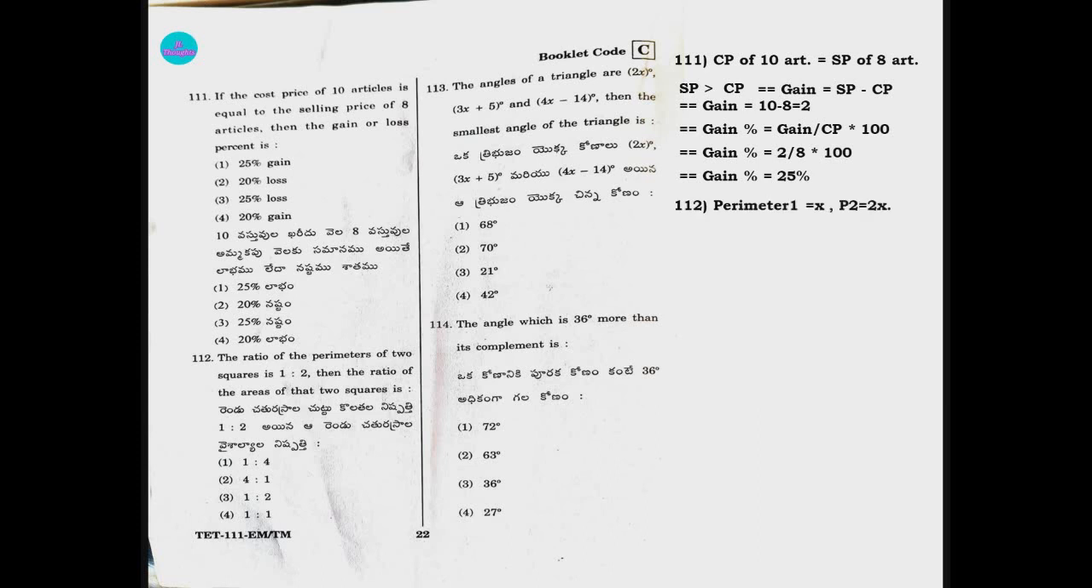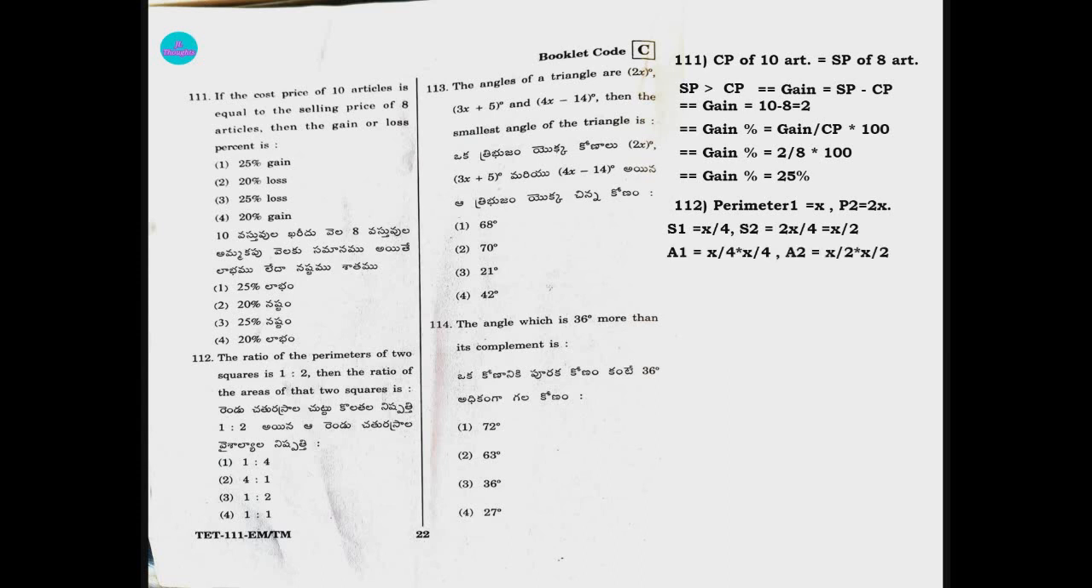112. The ratio of perimeters of two squares is 1:2. So 1:2 means we will take perimeter 1 as x, let perimeter 2 be 2x. Then the ratio of the areas of those two squares is? Perimeter of a square means sum of the sides of the square. So how many sides? 4 sides. So 4 sides is equal to x. So side 1 will be x by 4. Similarly side 2 will be 2x by 4, that is x by 2.